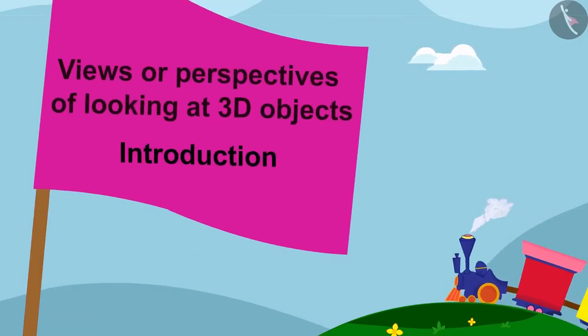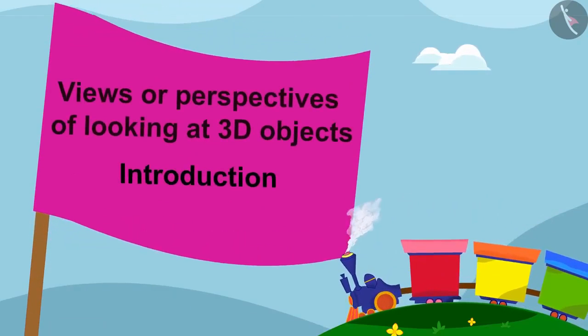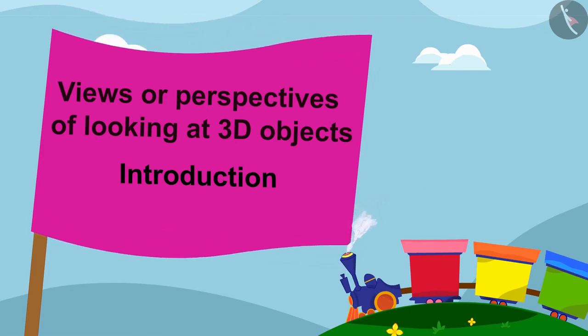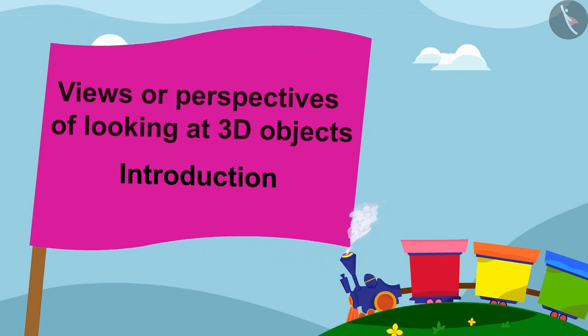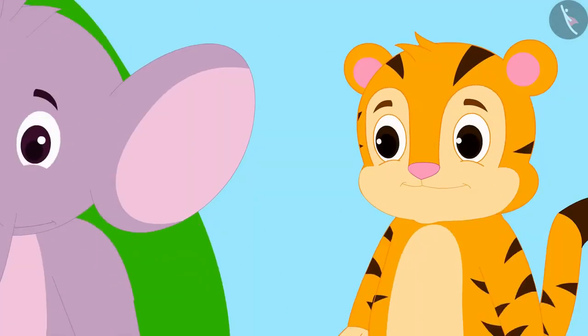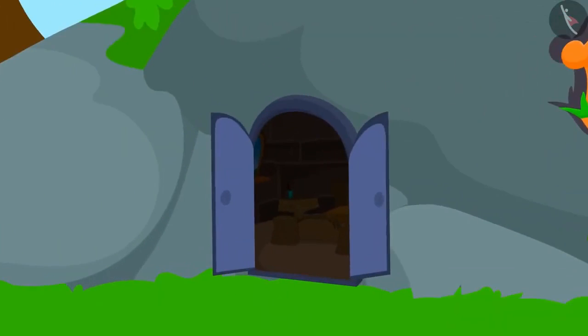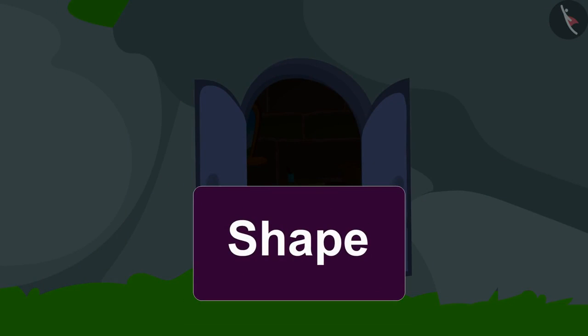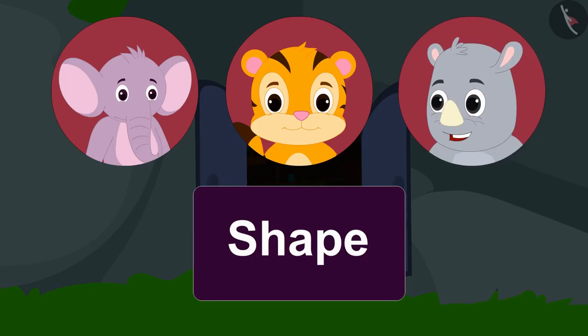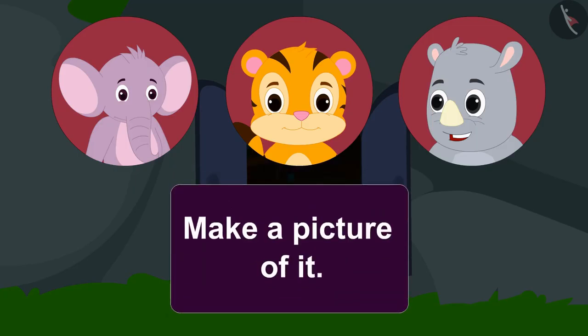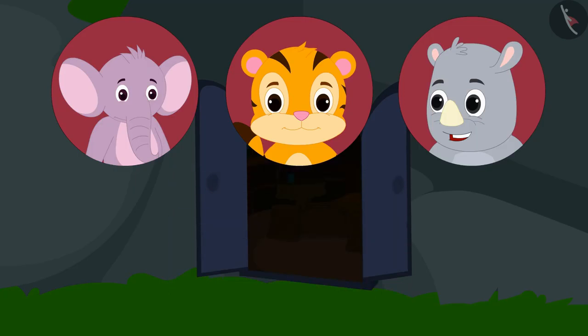In this video, we will learn about the views or perspectives of looking at three-dimensional objects. Appu, Sher Khan, Gaggu and Golu are playing a game. Golu has made a shape out of the boxes in the other room. Appu, Sher Khan and Gaggu will look at that shape by turns and come back and make a picture of it. Then, the person whose picture most resembles Golu's shape will win.